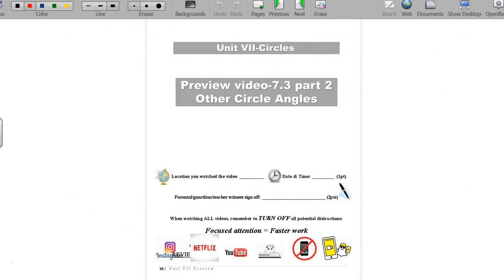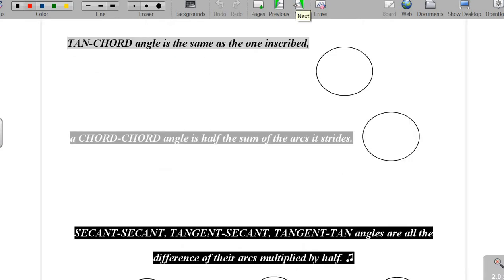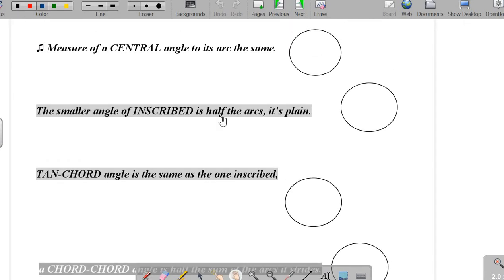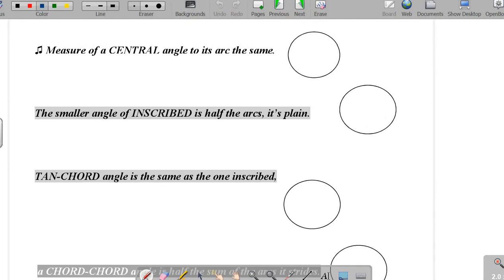Taking a look here, don't forget your date, time, and location. We're going to go ahead and summarize our 7 angles. So we have here, from the top, very quickly, because you need these equations.